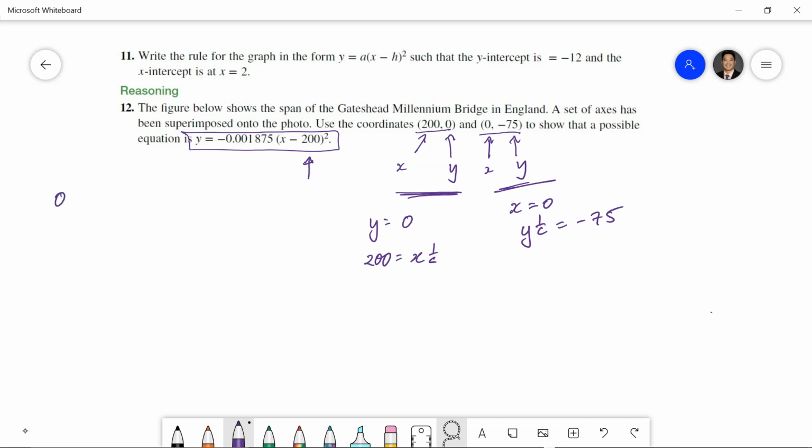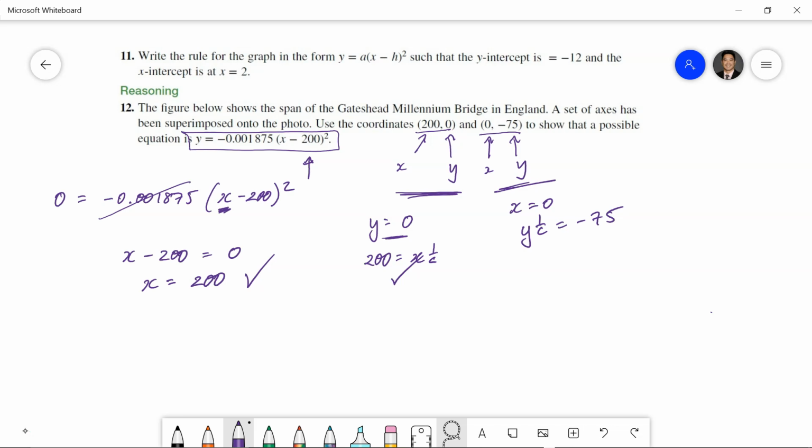Okay, so let's start with y equals 0. So when y equals 0, we've got minus 0.001875, then x minus 200 all squared. We're going to solve for x. Okay, we can basically divide both sides by that number and it's going to cancel out. Null factor law, x minus 200 is equal to 0, x is equal to 200. Okay, so that's our first value for the first set of coordinates.